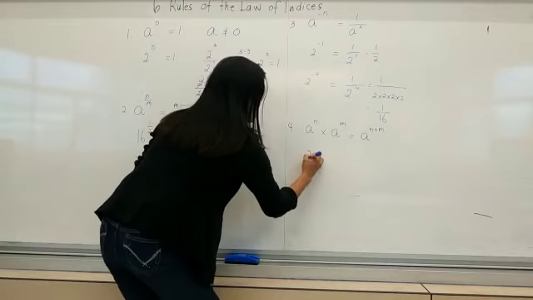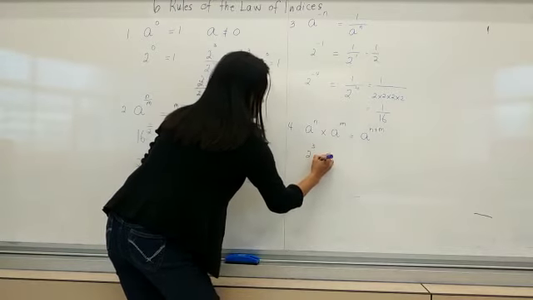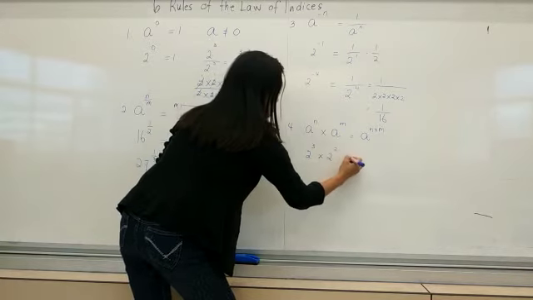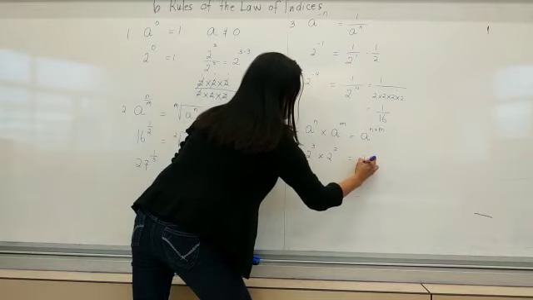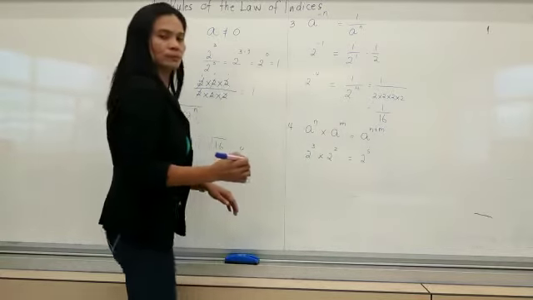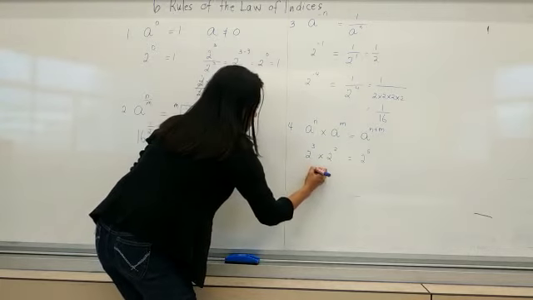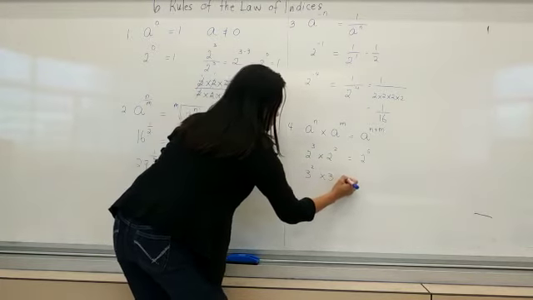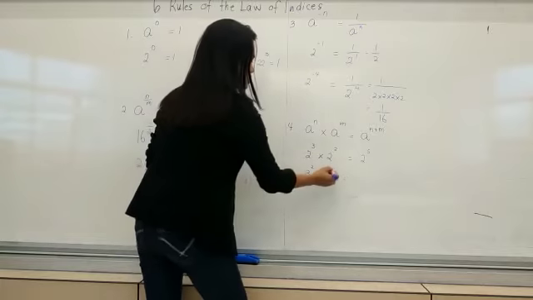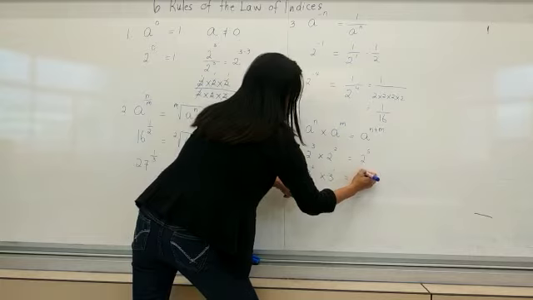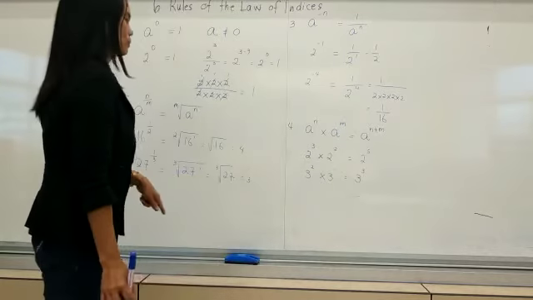Example, we have 2 to the power of 3 multiplied by 2 to the power of 2, and that gives you 2 to the power of 5. Another example, say 3 to the power of 2 multiplied by 3, well, this is 3 to the power of 1. This should give you 3 to the power of 3, or 3 cubed.